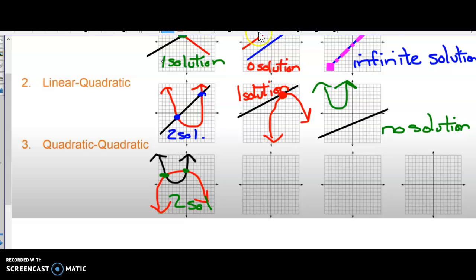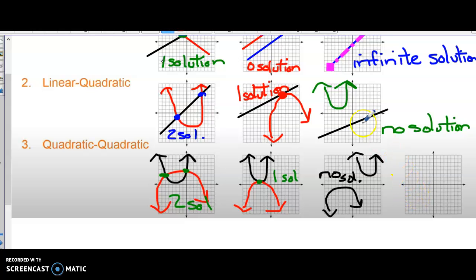Okay, if we have one that opens up, and then we have one that opens down that are tangent. Their vertices are the only things that they share. The vertex is the same. So we have one solution. All right. Then we could actually have one where we've got one that's opening down, and we've got one over here that's opening up. And they never touch, they never cross, so this would be no solution.